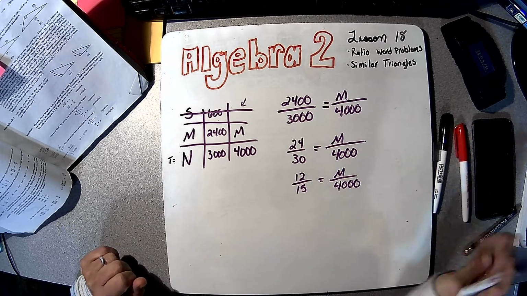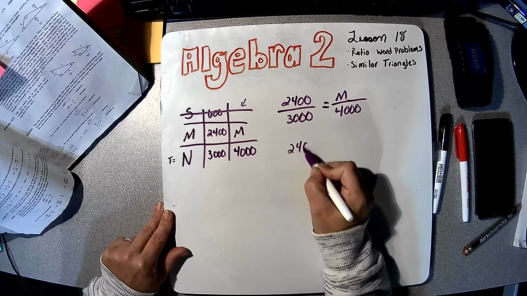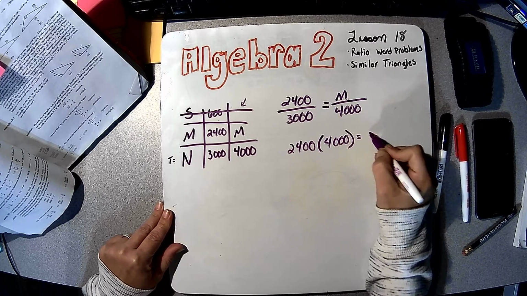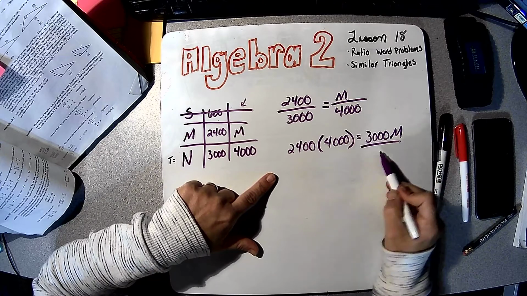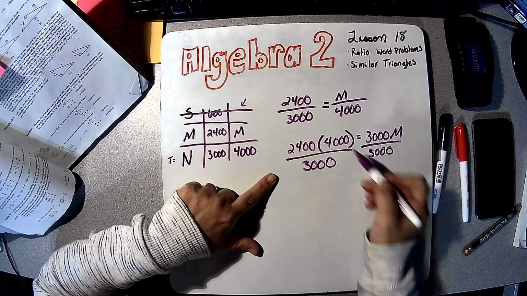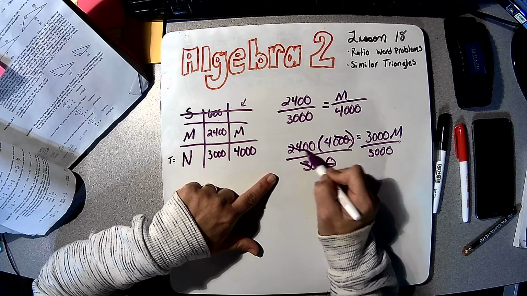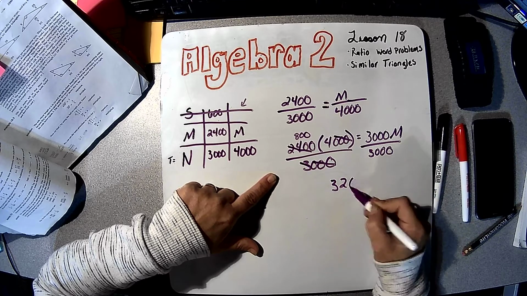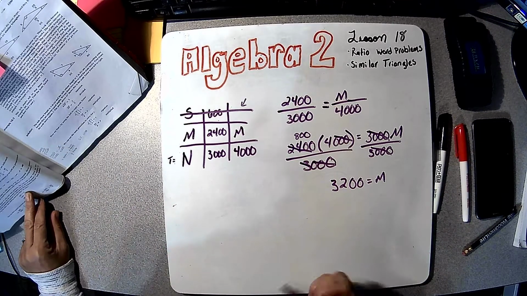You don't necessarily have to do that. It might make it easier, though, to deal with the numbers. We'll do it both ways. All right, so we would have 2,400 times 4,000 equals 3,000 M. And we could go ahead and divide right here by 3,000 without even multiplying first. And then we could reduce by lopping off those zeros. And then we could say 3 times 8 is 24, so this would be 800 times 4. 8 times 4 is 32. 3,200 equals M.